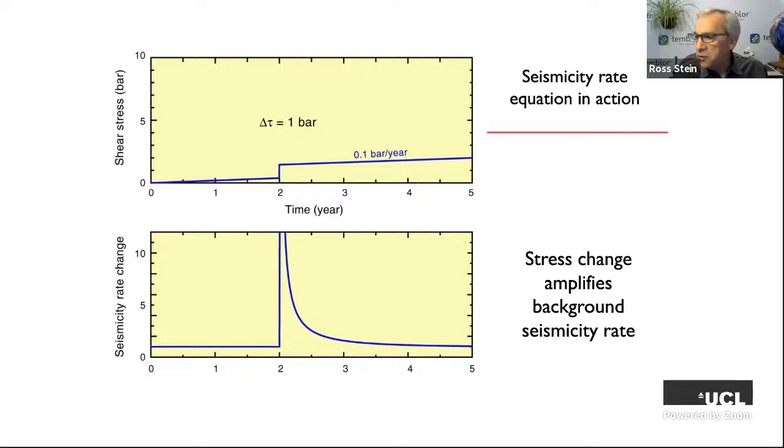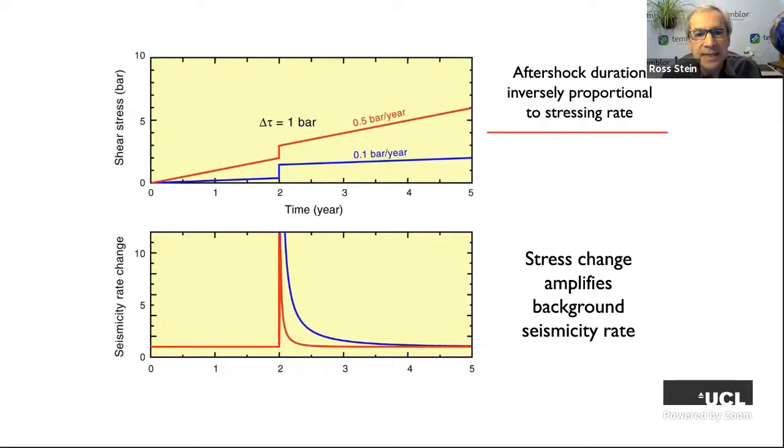The second important message is that what these stress changes do is amplify seismicity rate changes. In other words, if the seismicity rate is 0, then you're not going to get any effect from a Coulomb stress change. If the background seismicity rate is very, very high, you're going to get a very, very strong effect. The next message is that it depends on the stressing rate of the fault.